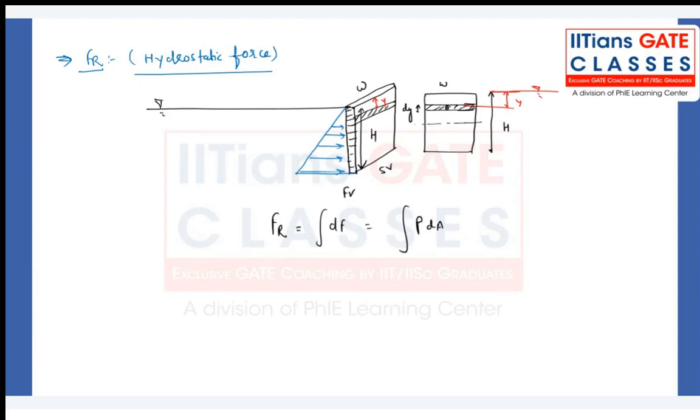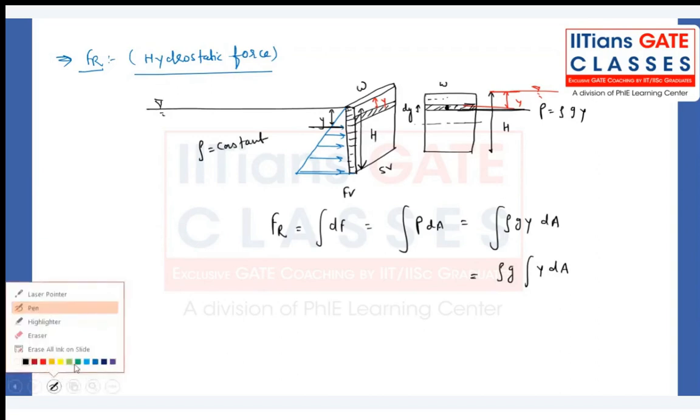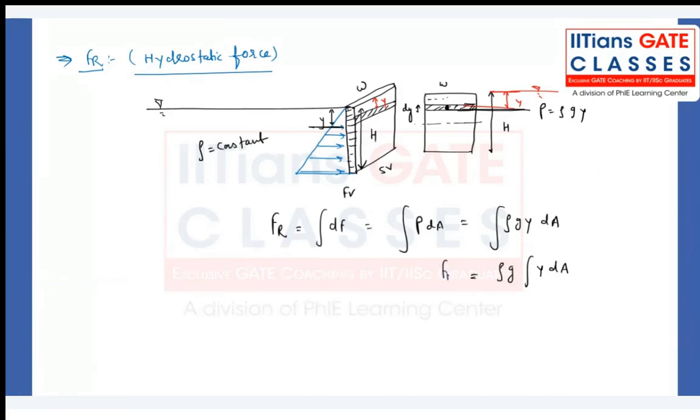What is the pressure? Pressure at this point, from the hydrostatic law, is rho g y. Suppose water is there till here. So what is the pressure value from this point? Rho g y. There is no doubt at all. So we can write rho g y into dA. As rho is incompressible, I am taking it as constant. If I take it outside of the integral, can I say this one? That is my resultant force. Check it out.